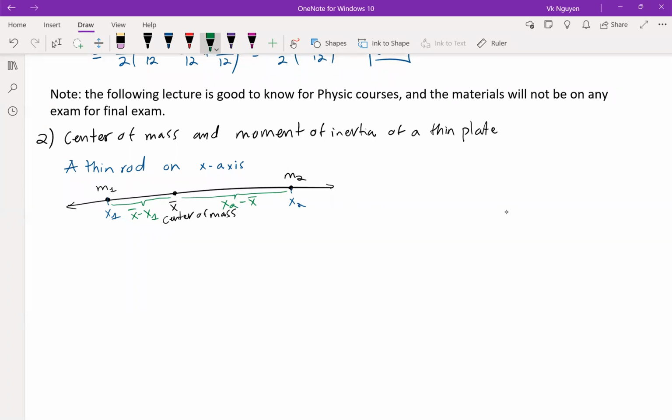Well, x bar is the center of mass. M1 times (x bar minus x1) has to equal M2 times (x2 minus x bar).